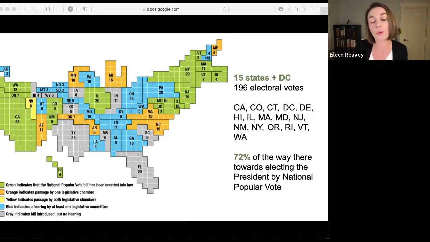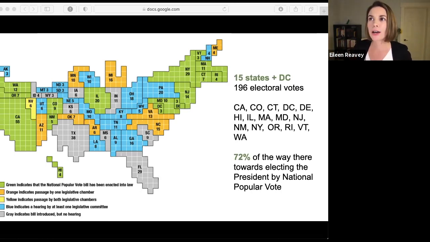Because as it stands now, we're already over 70% of the way towards this bill being enacted. Because again, we don't necessarily need a majority of states. We just need states with a majority of the electoral votes. So that 270 number. So currently we're 74 electoral votes away from that goal.